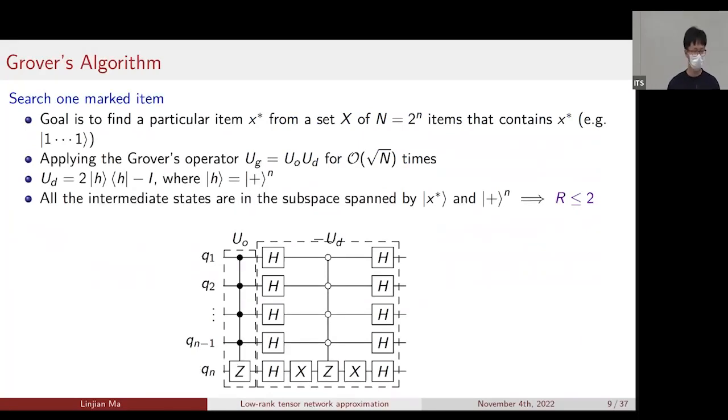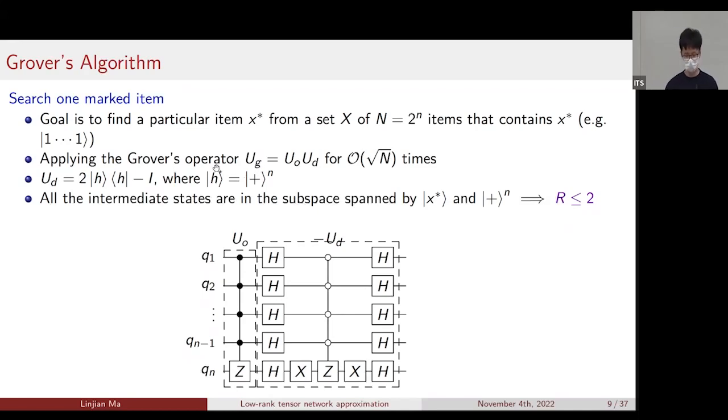We can also analyze Grover's algorithm using CP decomposition. The goal of Grover's algorithm is to find a particular item x star from a set that contains this item. What it does is encode all these items into the states. For example, we can let x star be the all-ones state and the other items be encoded here. And then we apply the Grover operator square root of n times so that we can get a quadratic speedup.